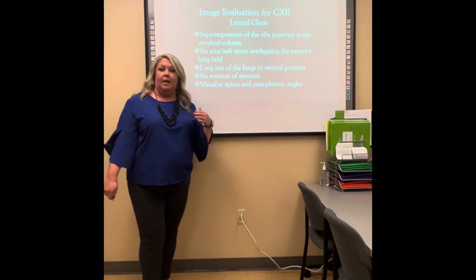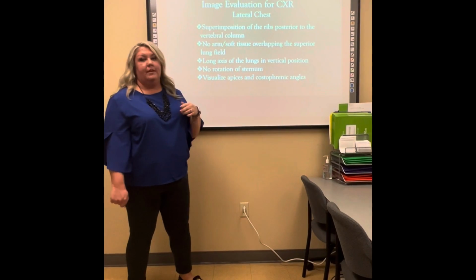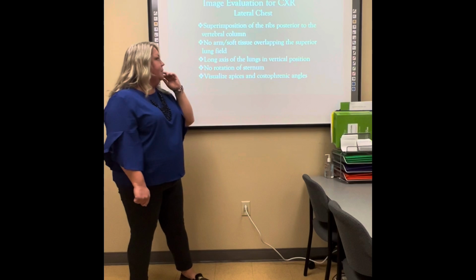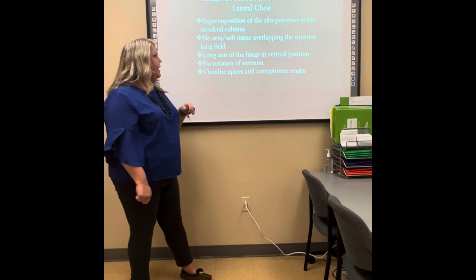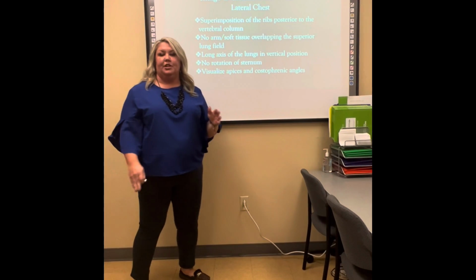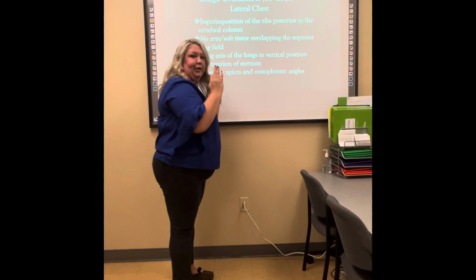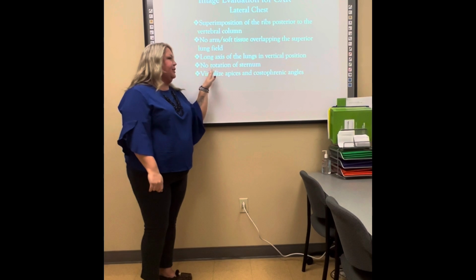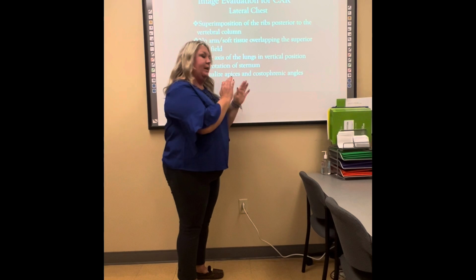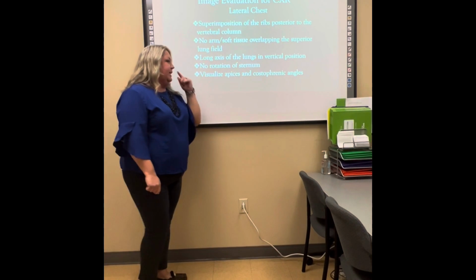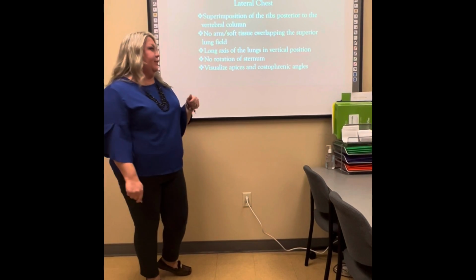So let's go over the image evaluation for our lateral chest x-ray. We need to make sure that there's superimposition of the ribs posterior to the vertebral column, that there's no arm or soft tissue overlying the lung field, that the lung axis of the lungs are in a vertical position. We want to make sure that our patient is nice and upright. They're not leaning forward, they're not leaning back. They're good and straight. We also need to make sure that there's no rotation of the sternum. If that patient's rotated one way or another, the sternum will be rotated. And we need to visualize again the apices and the costophrenic angles just like in the PA chest. It all needs to be on there for us to send it to the radiologist.